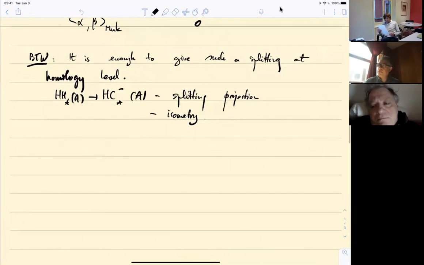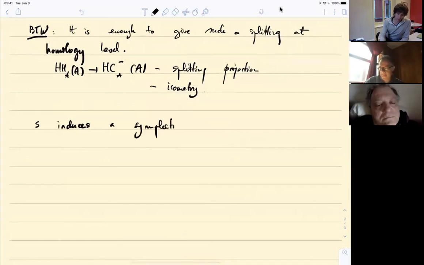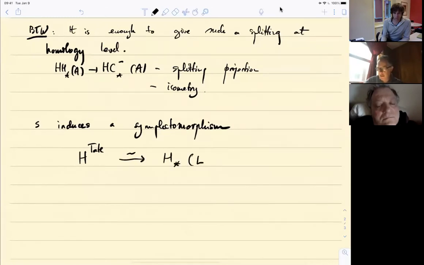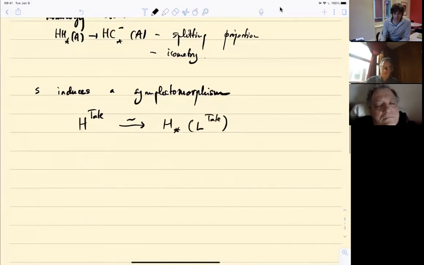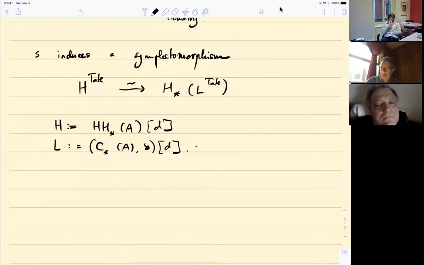All right. Why is this in the end important for us? It's because S induces a symplectomorphism between H Tate and the homology of L Tate, maybe with some kind of dimension shift, but let me not worry about this. So let me remind you what H was. H was the Hochschild homology of A shifted by D. And L was the Hochschild chain complex shifted by D. That was L, but it also carried a circle action.